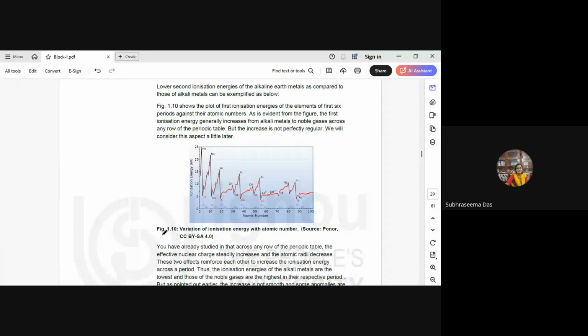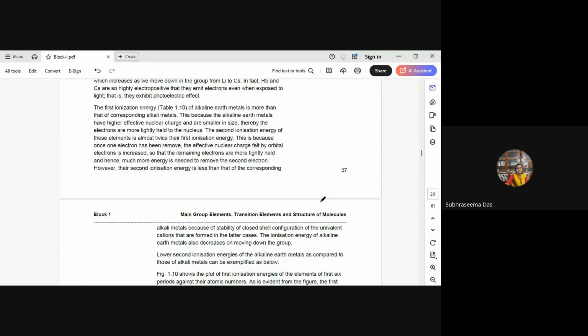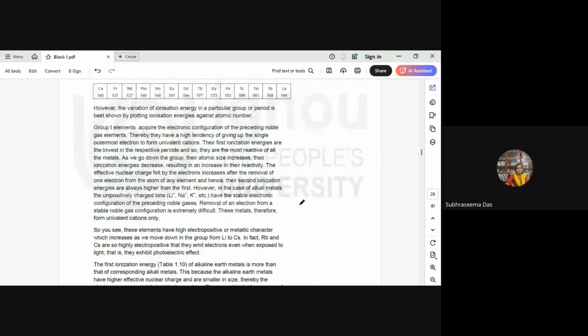Here in figure 1.10, you can see the variation of ionization energy with respect to atomic number. The ionization energy is taken on the y-axis and the atomic number is given on the x-axis. Now here we can see the variation of different elements with respect to ionization energy and atomic number. So first here are the group 1 elements.